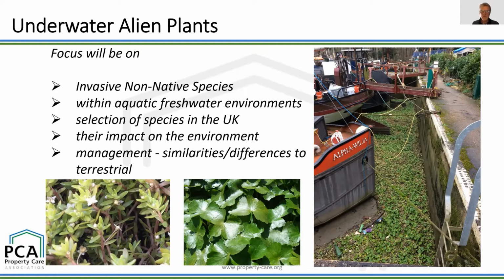Now this has been put together because this week it is Invasive Species Week, and here I hope to raise a little bit of awareness about some of the common aquatic freshwater plants. So the focus is going to be on, as the title suggests, invasive non-native species, but within the aquatic freshwater environment. I'm just going to cover a selection of species and touch on the impacts on the environment, management, and similarities, differences of management to some of the terrestrial invasive non-native species.